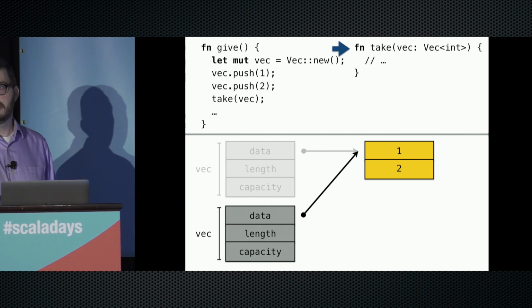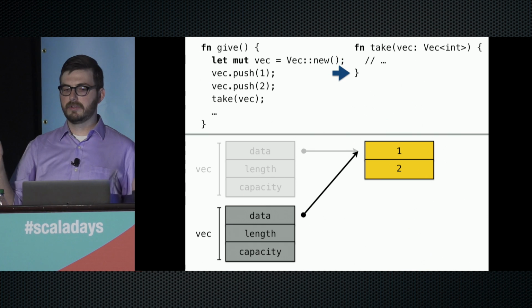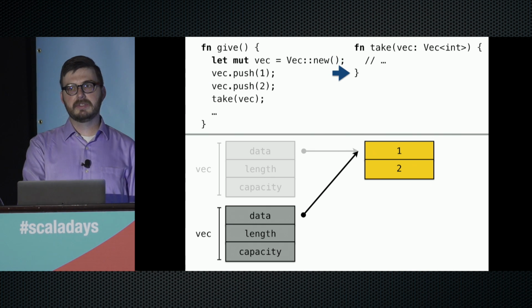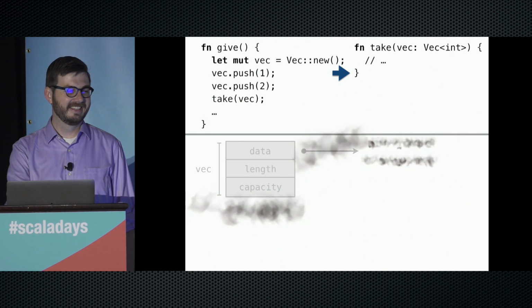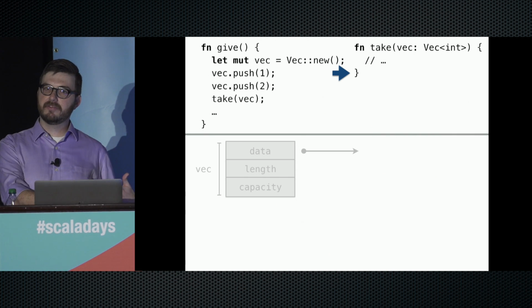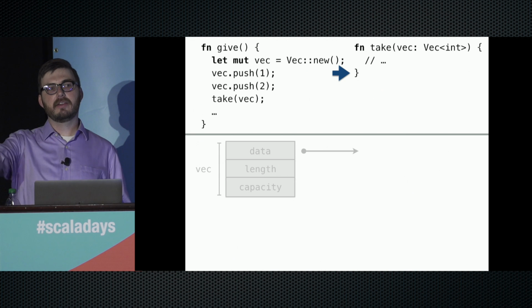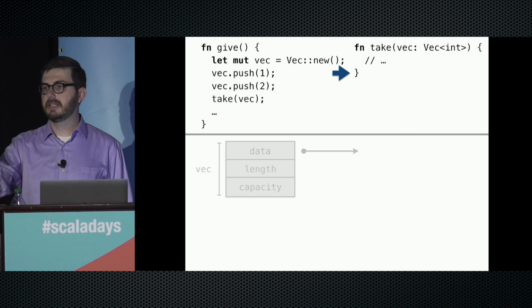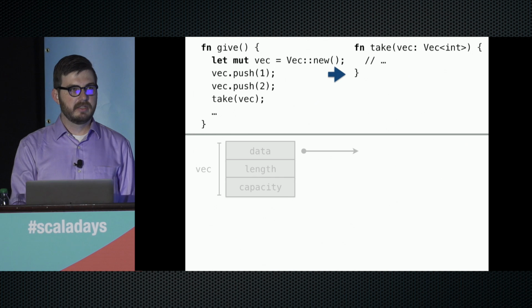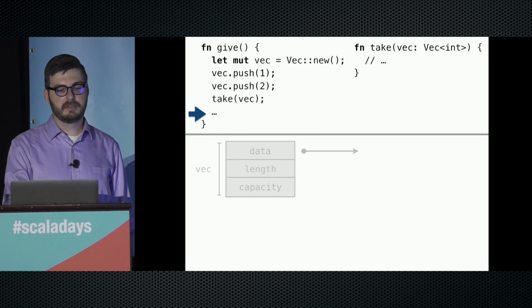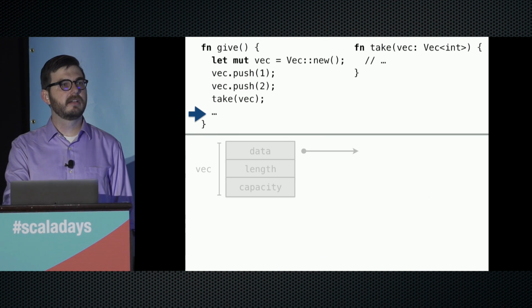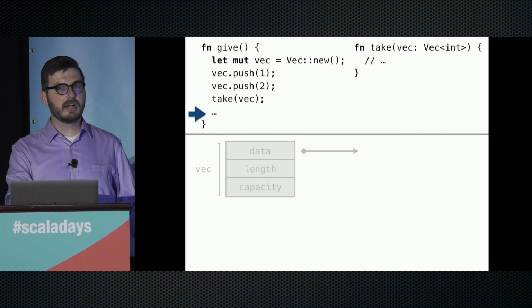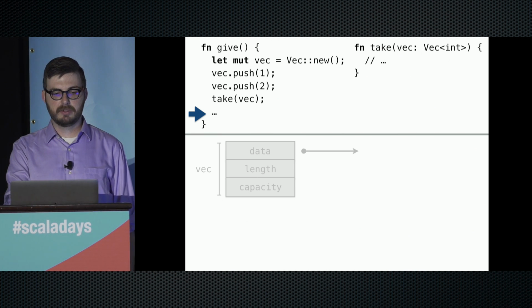Now, at this point, we start to execute take. It does whatever it's going to do. And then at the end of its scope, vec goes out of scope and is deallocated, right? So we popped the stack frame, but more importantly, we deallocated the contents of the vector on the heap, right? That's the key point. Now, here's where things could go wrong in C++, right? Basically, if we kept trying to use vec in our original copy, we'd be using a dangling pointer at this point.